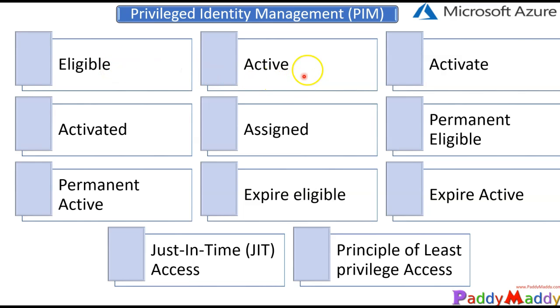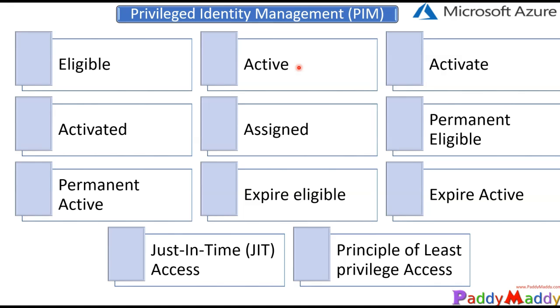Now let's have a look at active. Active is the other type of the role assignment. Active is a role assignment that doesn't require a user to perform an action to use the role. If I have an active role assignment, that I am a member of a global administrator or maybe a security administrator, I have a privilege assigned to the role. That means I have the privileges to perform some kind of role.